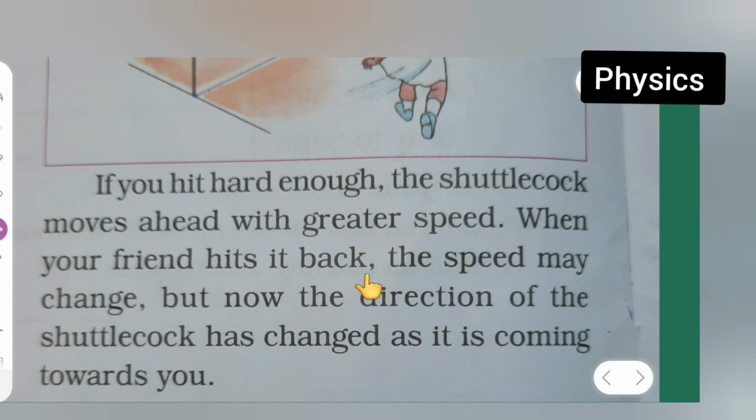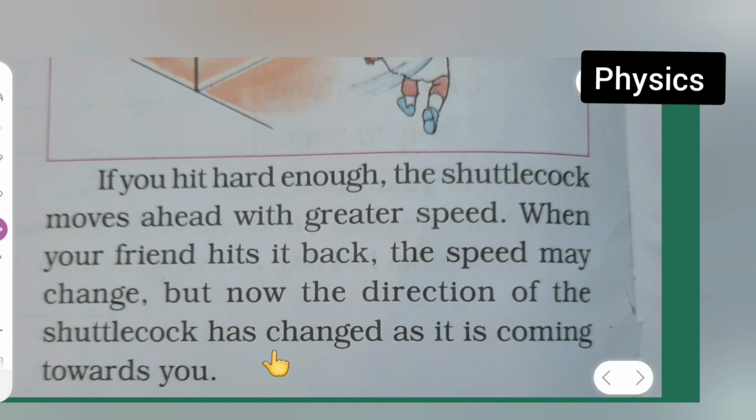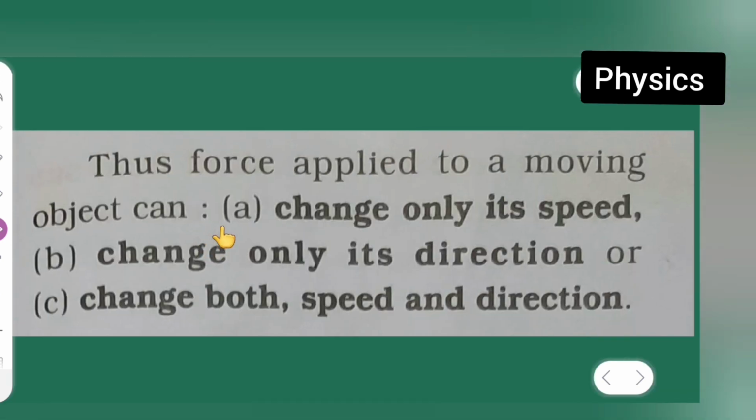When your friend hits it back, the speed may change, but now the direction of the shuttlecock has changed as it is coming towards you. When your friend hits the shuttlecock, it will change direction. It will come towards you, right? So, next, let us see.